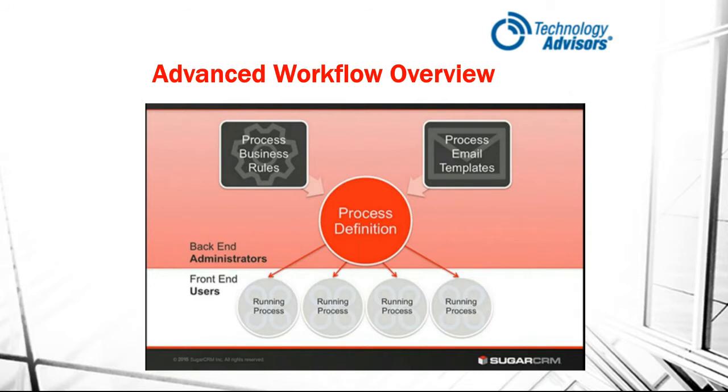I do want to just quickly recap, though, the structure of advanced workflow. Advanced workflow is actually 4 separate modules inside of Sugar, 3 of which only administrator users have access to. You can see those 3 listed at the top of this diagram: the Process Business Rules, Process Email Templates, and Process Definitions modules. We'll be spending most of our time in the Process Definitions module today. That's where you actually lay out the steps of your workflow and define exactly what your workflow process needs to do. But Process Business Rules and Process Email Templates can feed into your workflow processes, and we will see examples using both of those today.